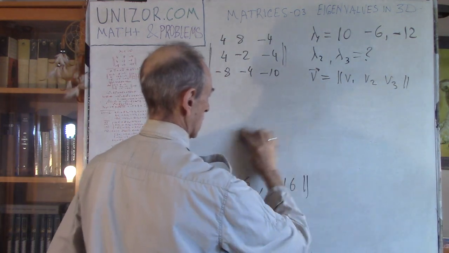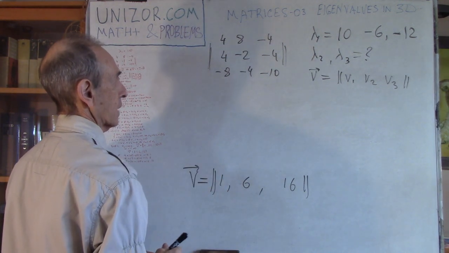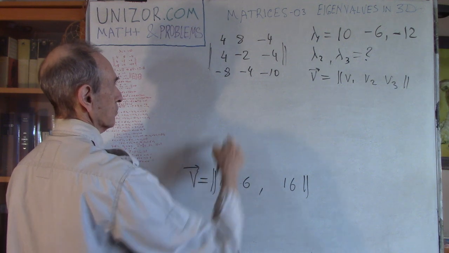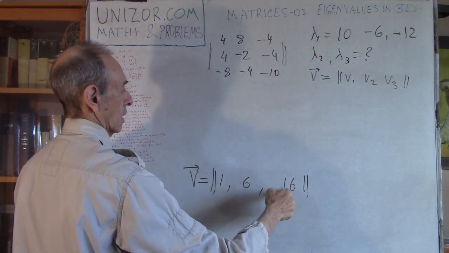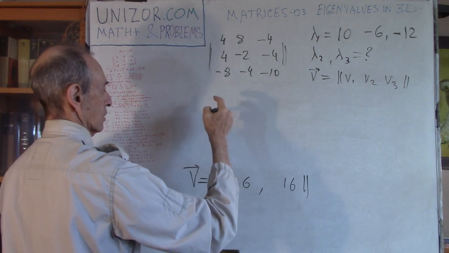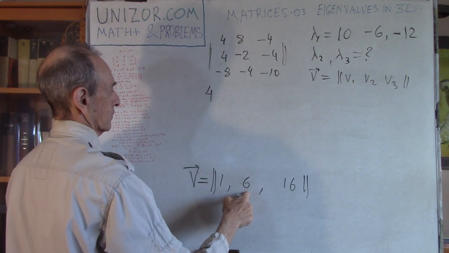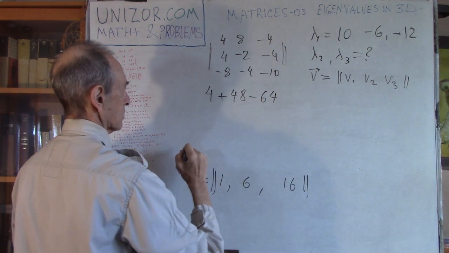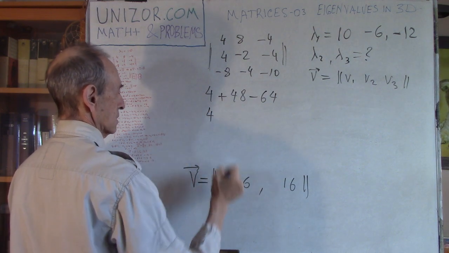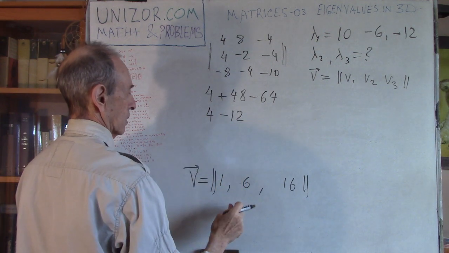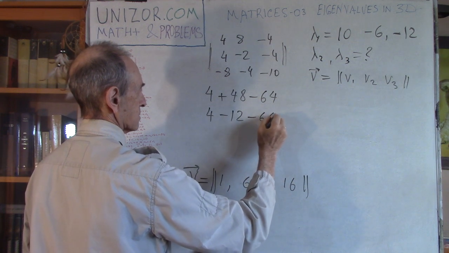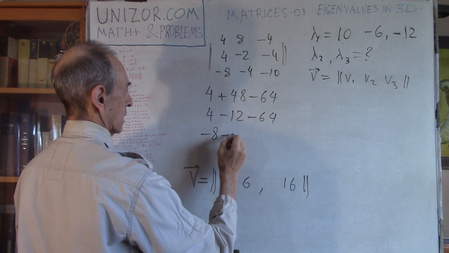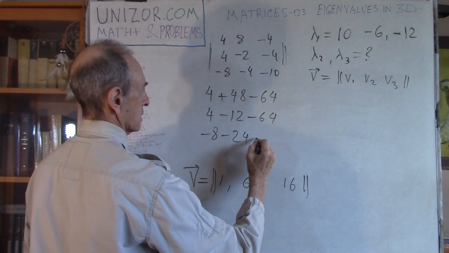Well, let's check it. Let's multiply our matrix by this vector. My first component would be 4 times 1 plus 8 times 6 plus minus 4 times 16. Okay, so it's 4 plus 48 minus 64. That's my first component. My second component is 4 again, minus 2 times 6, it's minus 12, and minus 64, that's my second component. My third component would be minus 8, minus 4 times 6, that's minus 24, and minus 10 times 16 is minus 160.